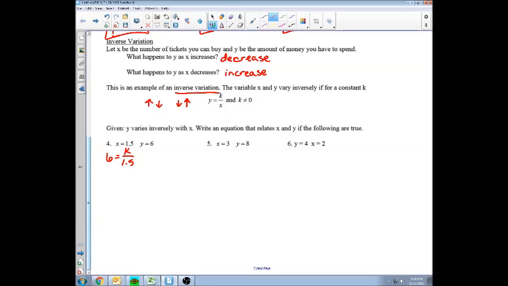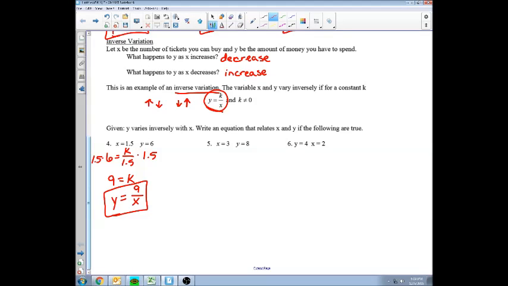How do I solve for k in this case? I would have to multiply by 1.5 on both sides. So 6 times 1.5 is going to get me 9. My k value equals 9. Now that I have my k value, I need to plug it back in my formula. So y will equal 9 over x. And that is an equation that I can use at a later date to plug x or y in and find the other variable.